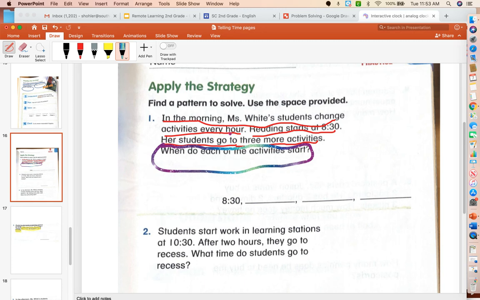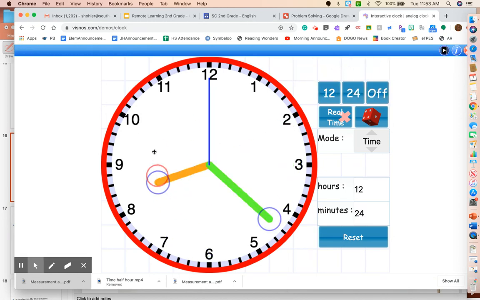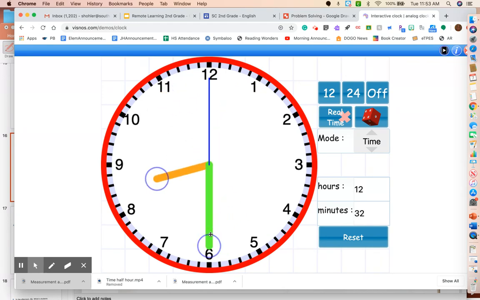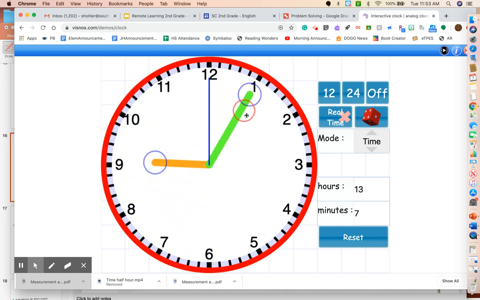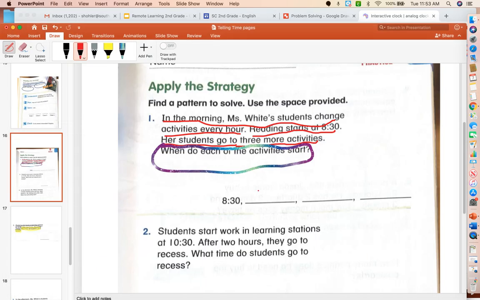So they change it every hour. So the first one is at 8:30. What time do you think the second class change would be? All right, let's go over to our clock and we are at 8:30. Here's 8:30. We have to go a whole hour. So we're going to go a whole hour all the way around the clock. Tell me what time this says. If you said 9:30, you are correct. So we're going to write 9:30 on this first line.